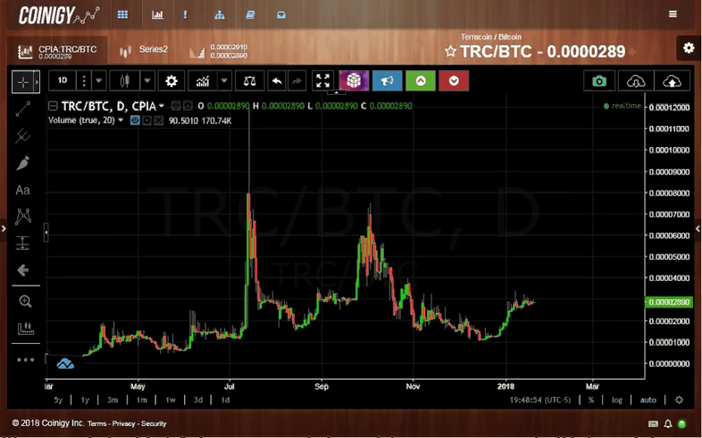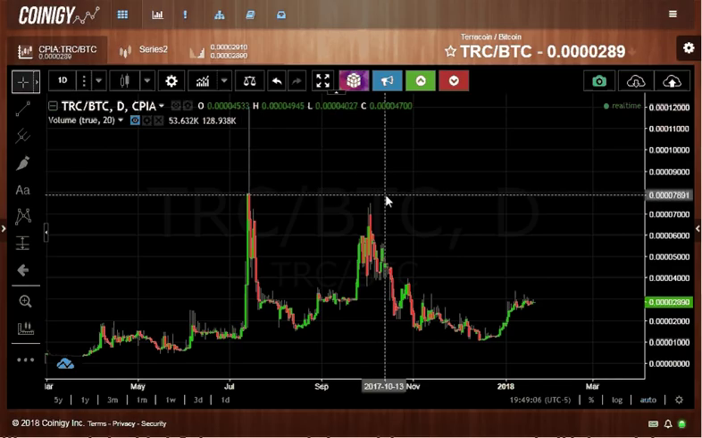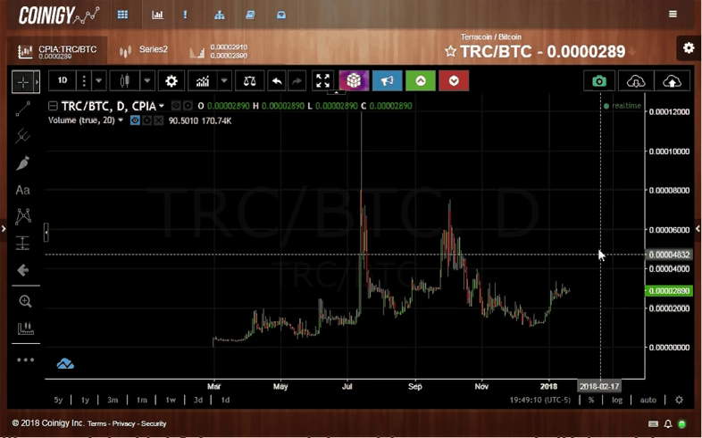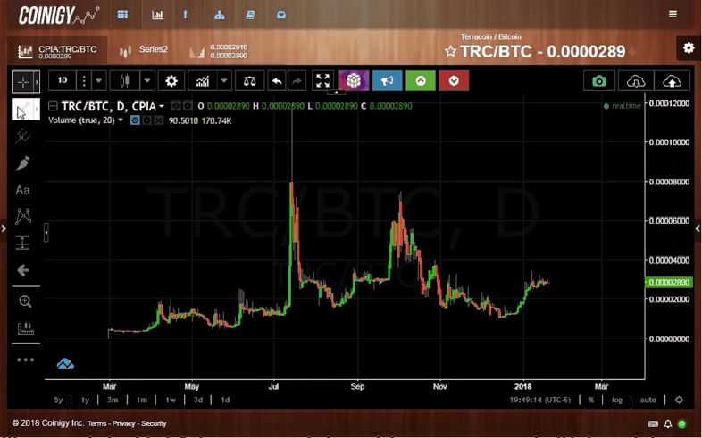Here is Terra coin TRC. A request for the analysis of this coin was made. I'm on the daily chart. First thing I do usually is to zoom in and out and ideally look for patterns.